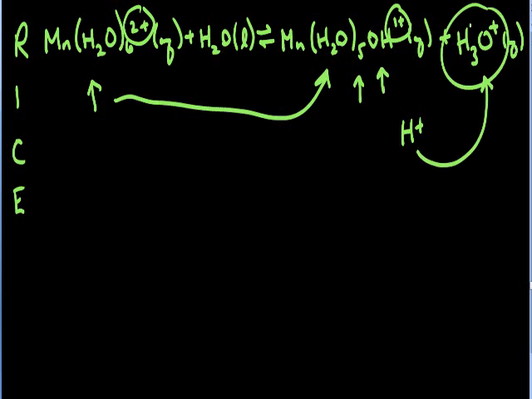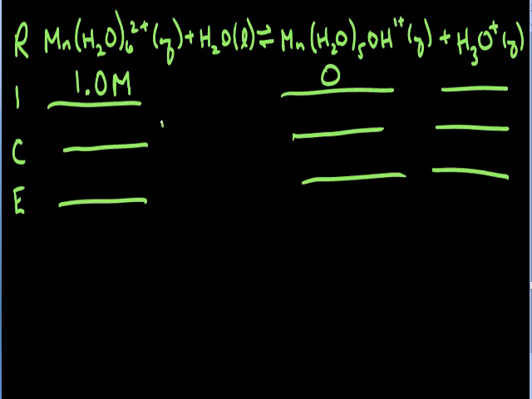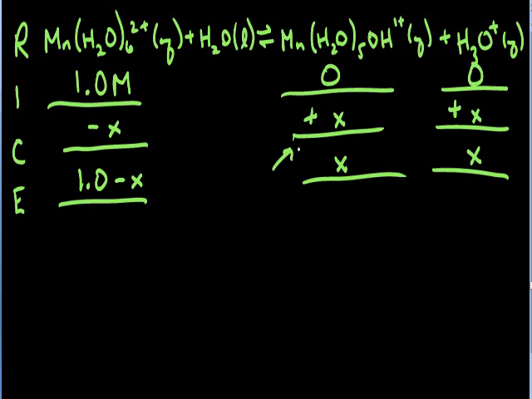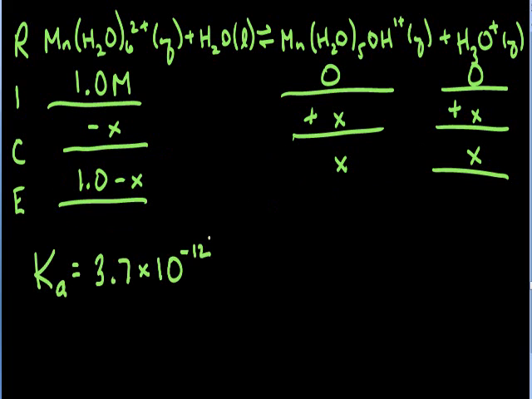We're given in the problem that the initial concentration of the Mn ion is 1.0 molar. When we reach equilibrium, we're going to go up by X of our hydronium, and this is going to go down by X. We can see that the Ka value for this is a very small number. Consequently, the size of our X is going to be extremely tiny. We can then remove the X from our 1 minus X expression to make our math a little simpler.